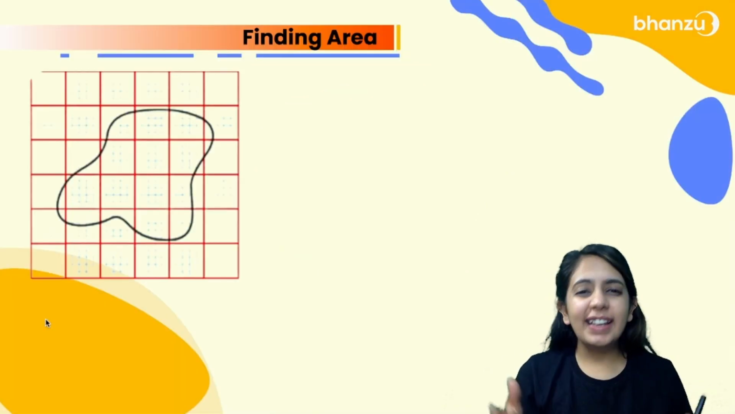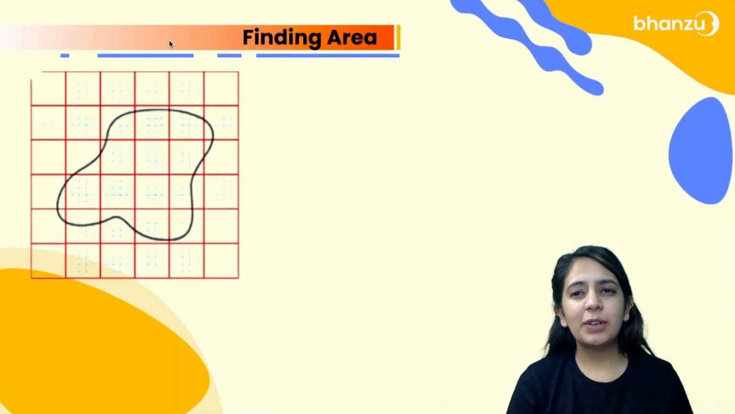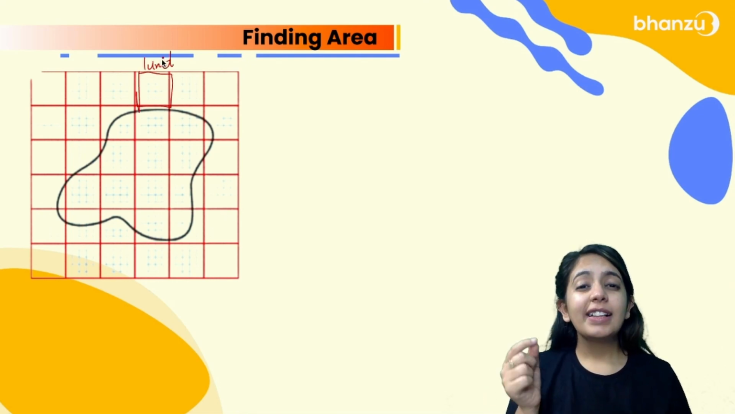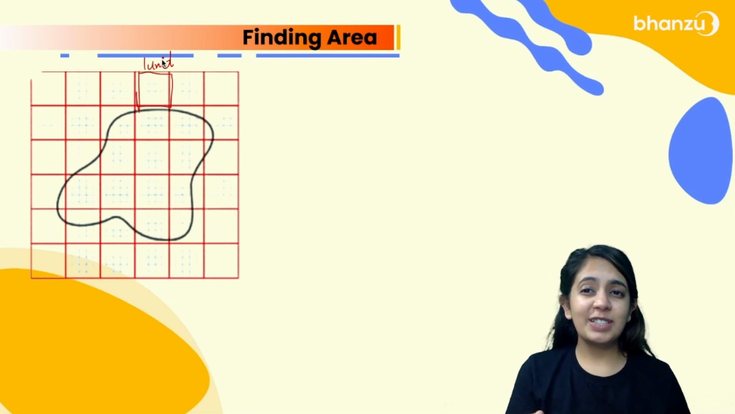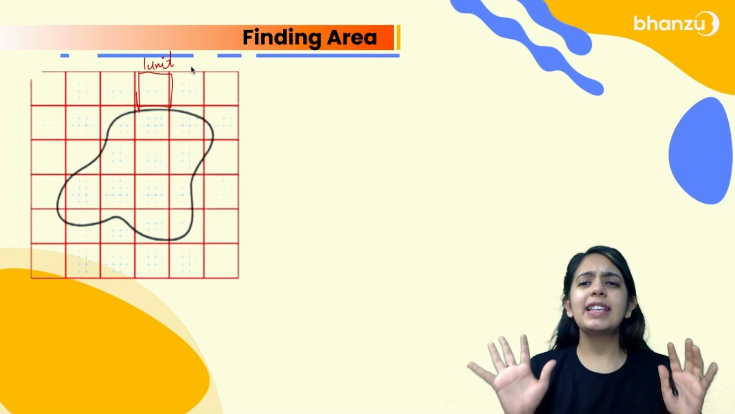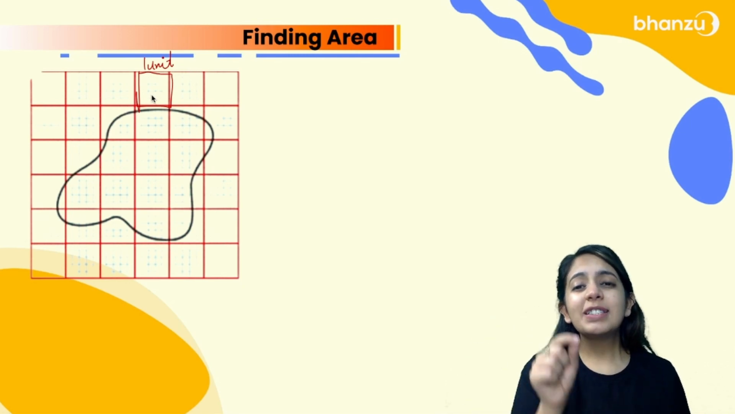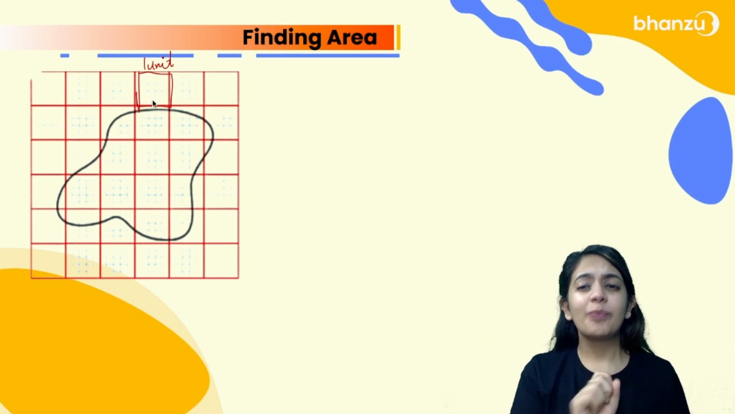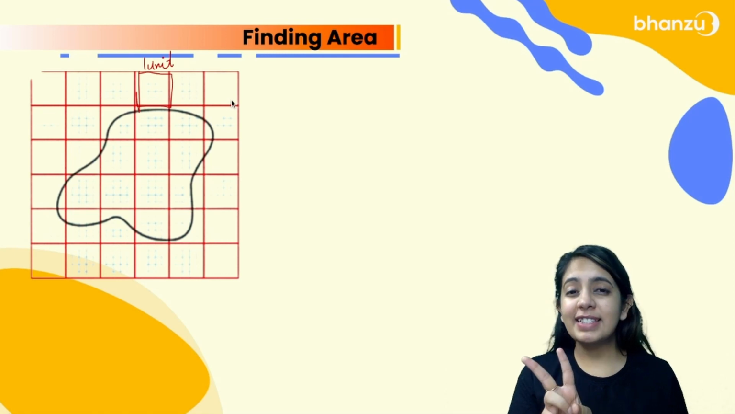First, we have divided this shape into small square boxes of side 1 unit. Since we don't know the unit of this shape, we will keep it as a unit. We don't know whether it is centimeter or meter, so let's take it as 1 unit. Here we have drawn small square boxes of side 1 unit each. Now what was the second step? The second step was to count how many square boxes are there.